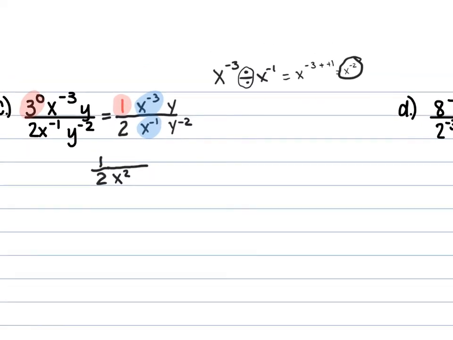I'm going to do the same thing with the y's. Y divided by y to the negative second power is the same thing as y to the 1 minus negative 2. So we've got 1 minus a negative 2. This becomes y to the third power. Now notice this is not a negative exponent. It is a positive number, so we're going to leave it in the numerator. So we get y to the third power. Well, 1 times y to the third power is just y to the third power. And in the bottom, we get 2x squared.